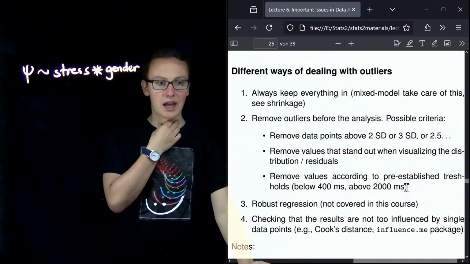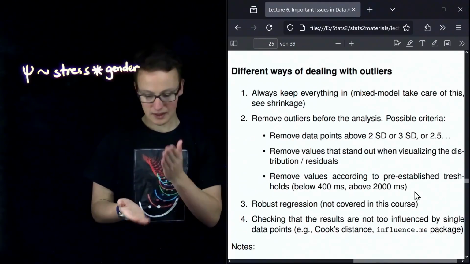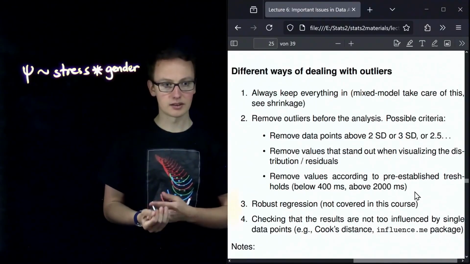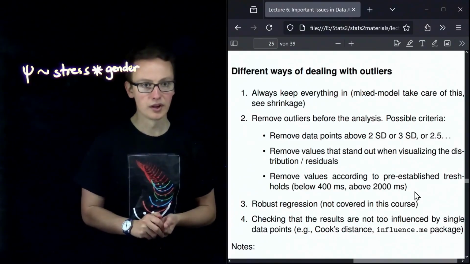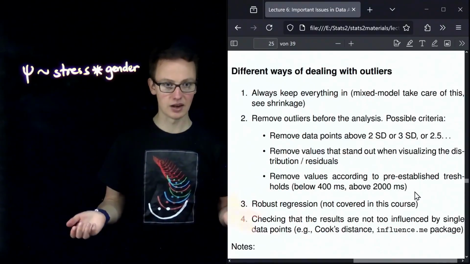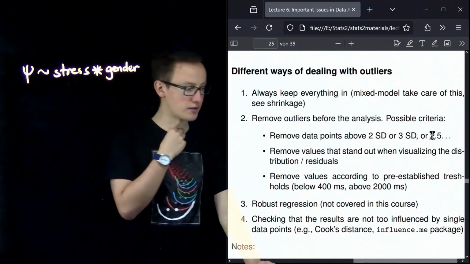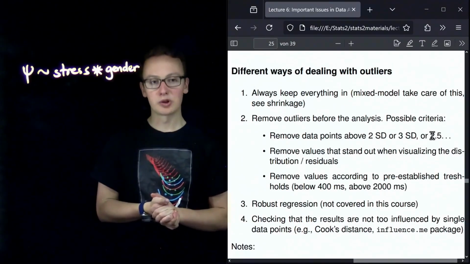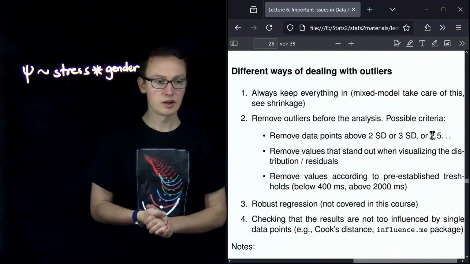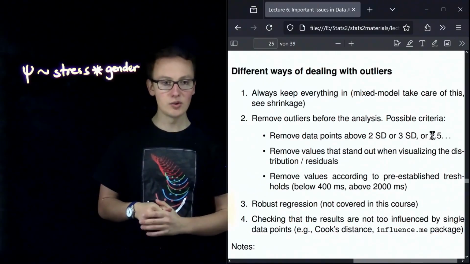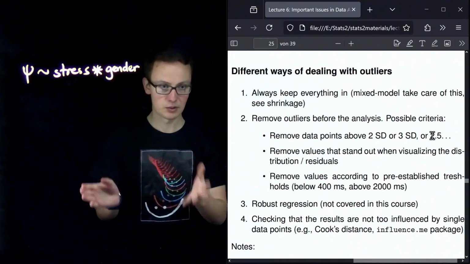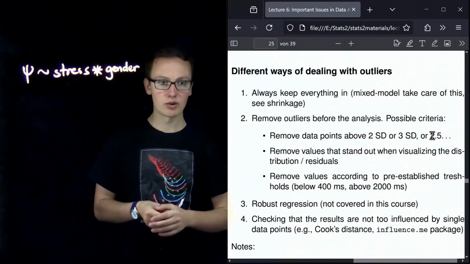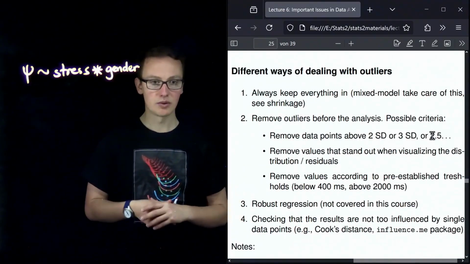Another possible way of defining a robust, clear-cut criterion would be to use hard cut-off thresholds as opposed to saying something in terms of standard deviations. So instead of saying I want to remove any points that are 3 standard deviations below or above my sample mean, I could also say, with regard to reading times, let's say, that I want to exclude any reading time in a self-paced reading task that is below 400 milliseconds. And I also want to exclude any reading time that is above 2000 milliseconds.